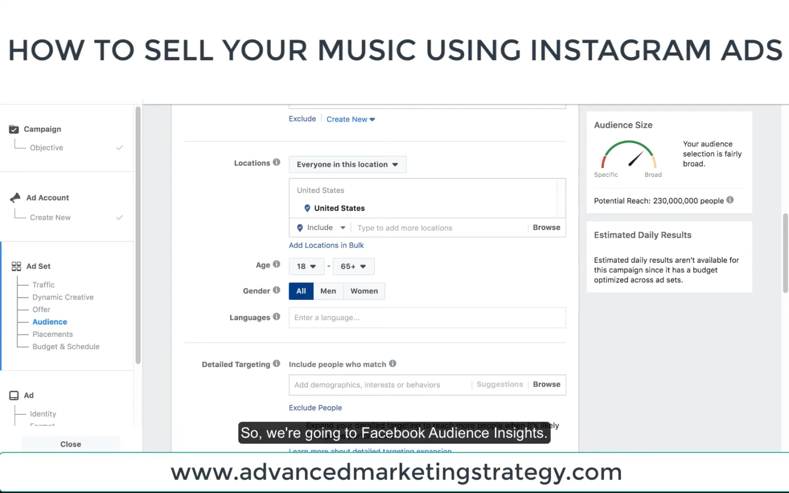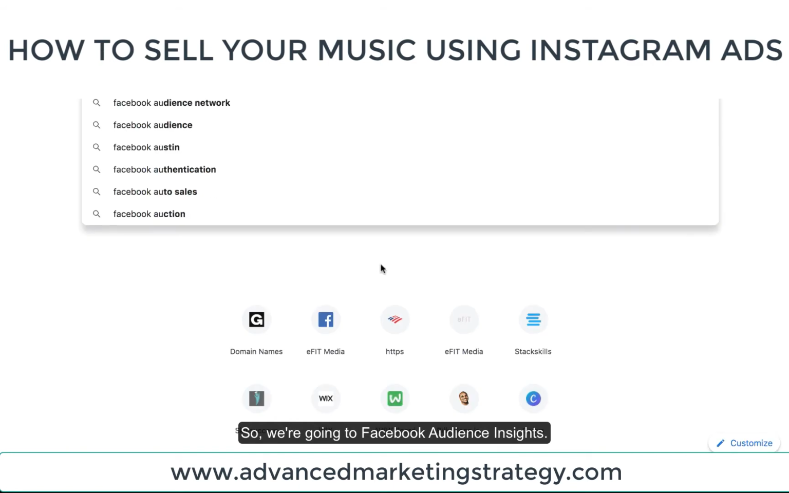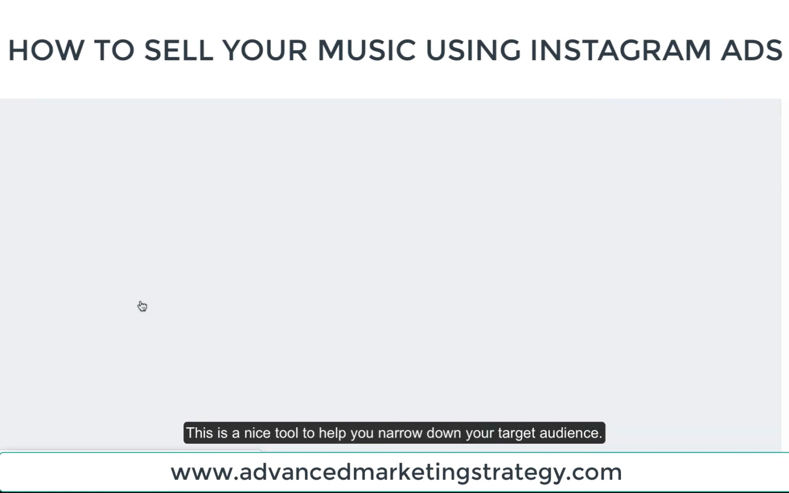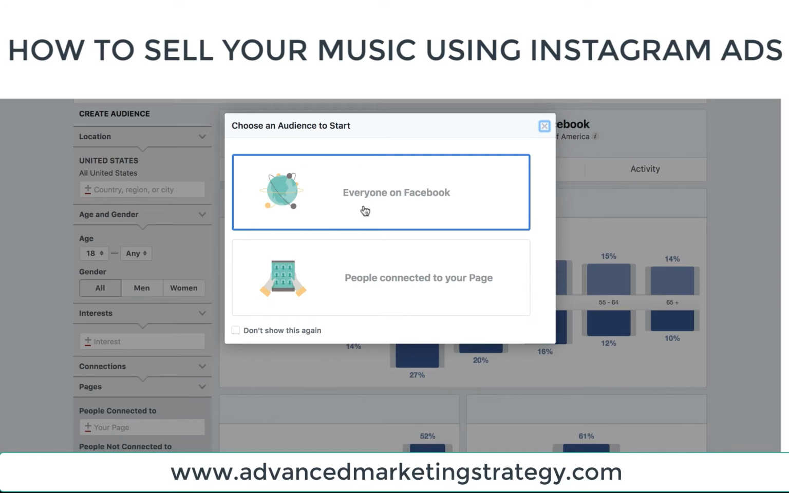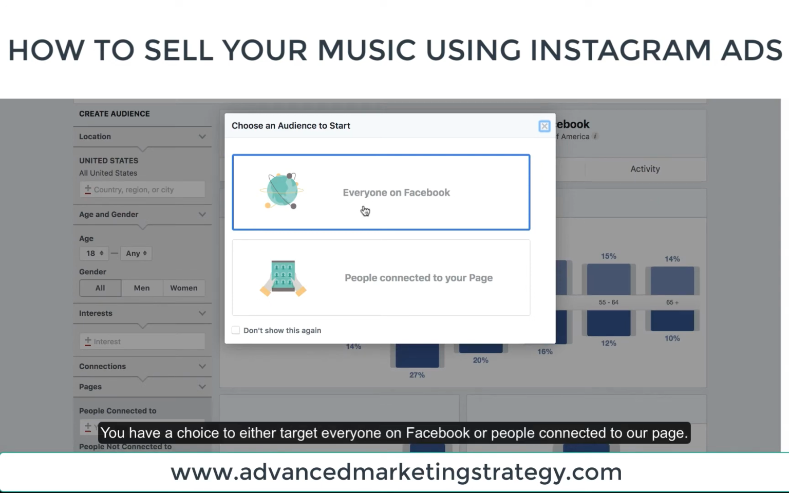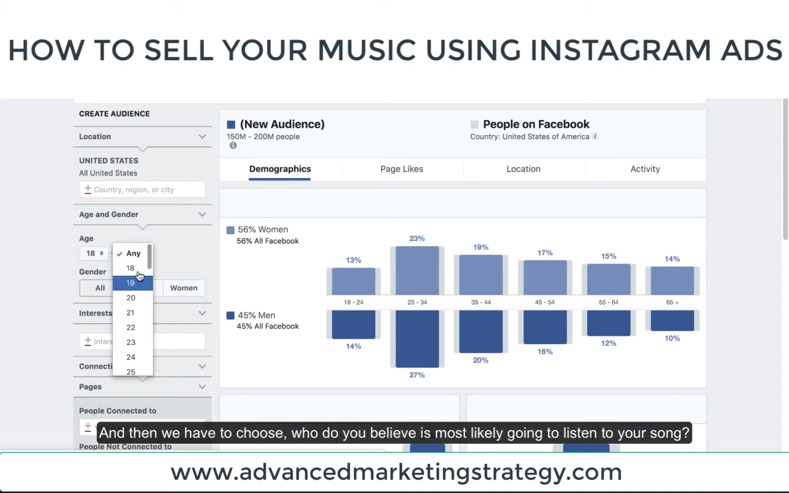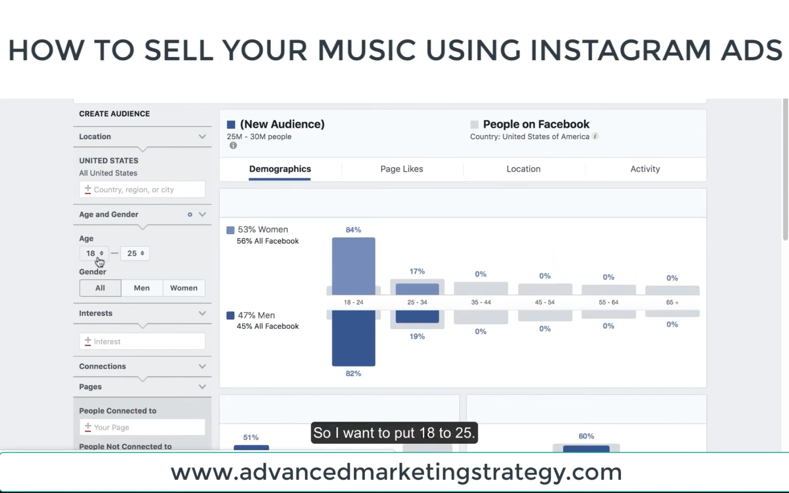So we're going to go to Facebook Audience Insights. This is a nice tool to help you narrow down your target audience. We have a choice to either target everyone on Facebook or people connected to our page. At this point in time, we're going to click on everyone on Facebook. We're going to target the United States. And then we have to choose who do you believe is most likely going to listen to your song. So I'm going to put 18 through 25.